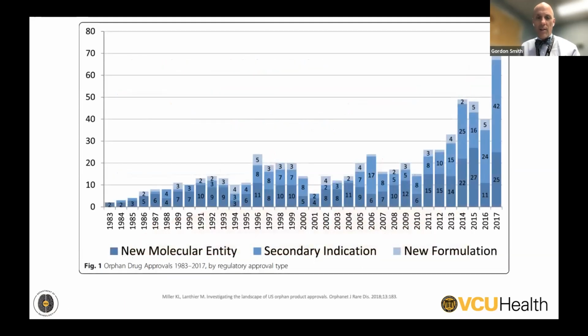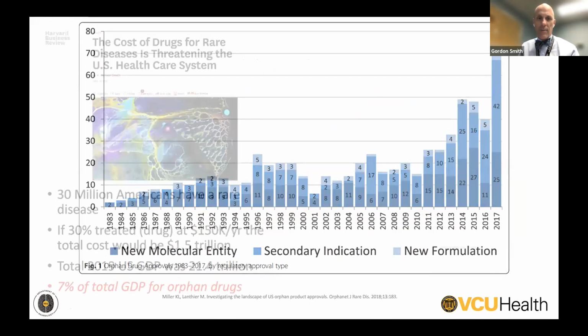This is the same kind of data. So you'll see new molecular entity. This is what we hope to see. And you can see historically a fair percentage of orphan drug indications related to new molecular entities, but you can see in 2017, only about a third were new molecular entities. The rest were secondary indications or evergreening, a new formulation. So pretty sobering data there.